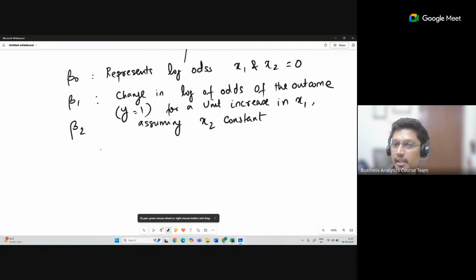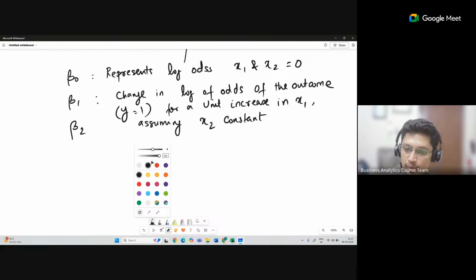Similarly, for beta 2, can somebody try? It's the same definition. Instead of x1, you will have x2. Instead of x2 as constant, you will have x1 as constant. That's all. But can you interpret log of odds? It is difficult. So from log of odds, you compute something called the odds ratio.